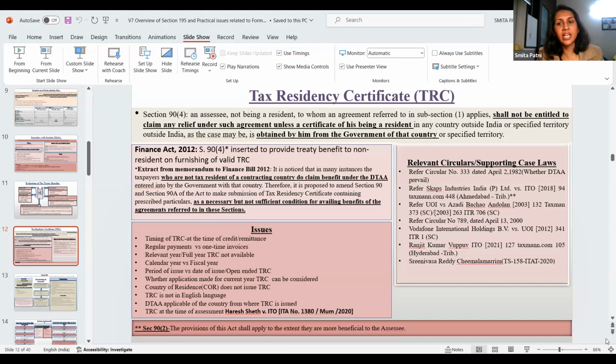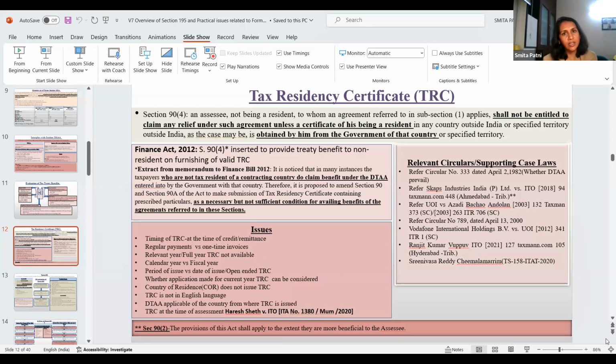After this Scrap Industry case, there have been more cases, Ranjit Kumar and Srinivasan Reddy also, which supported this view that even if you don't have a tax residency certificate, but you can support your view with other documents that you are a tax resident of that country, you can still claim treaty benefit. But as on date, the rule of the law is that you are supposed to get the tax treaty benefit.